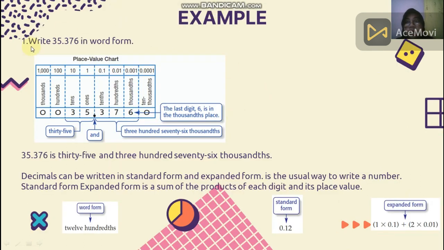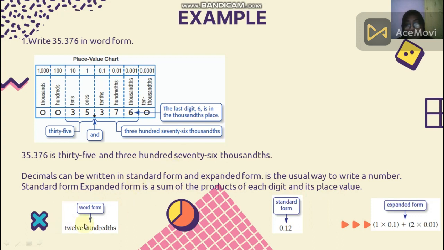Next example, write 35.376 in word form. 35.376 is 35 and 376 thousandths. Decimals can be written in standard form and expanded form. Standard form is the usual way to write a number. Expanded form is a sum of the product of each digit and its place value.